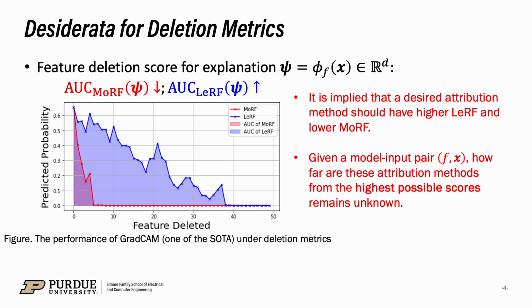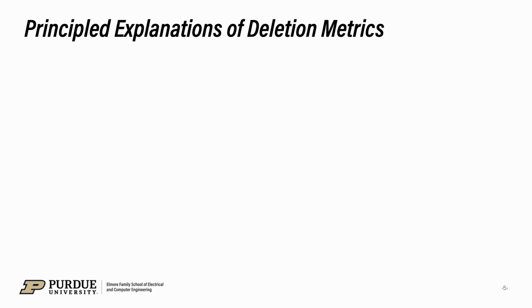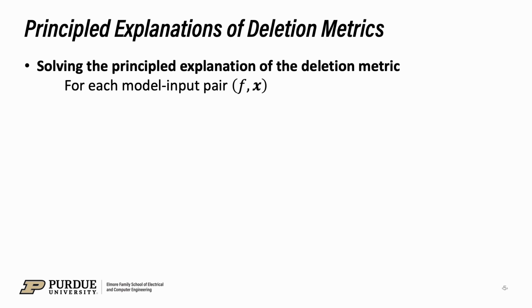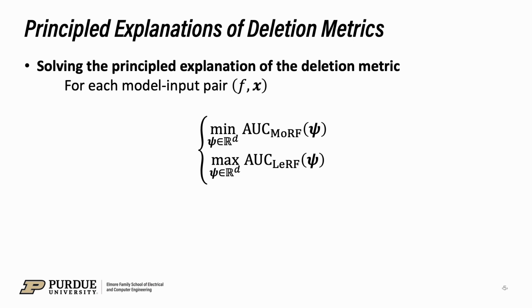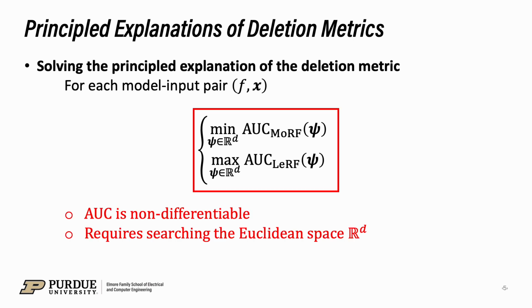However, such attribution methods that achieve the highest possible scores remain unknown. To obtain the principled explanation of the deletion metric, we need to solve the following optimization problem. Given a model input pair f and x, we need to find the attribution map psi that minimizes the MORF AUC and/or maximizes the LERF AUC. This is infeasible since the computation of AUC is non-differentiable and it requires searching the entire Euclidean space R to the power of d.